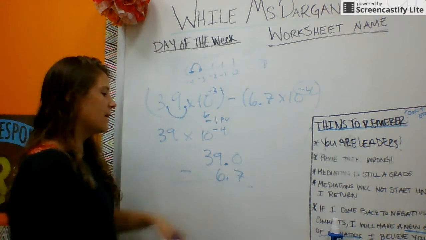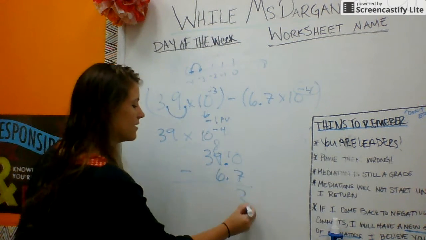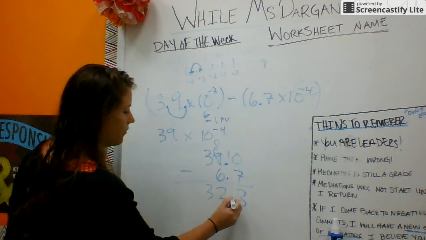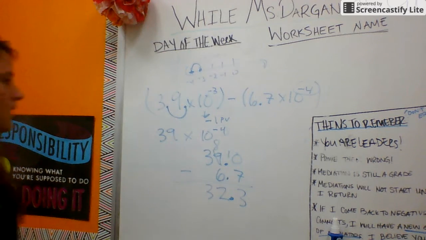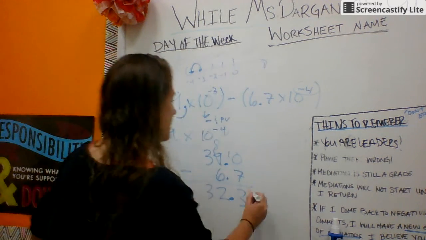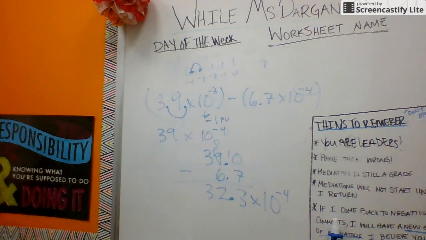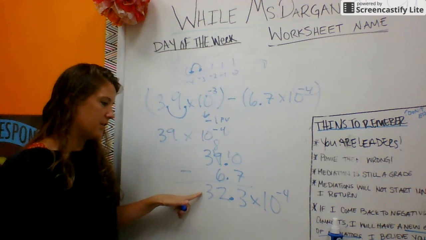Can I do 0 minus 7? No, so I borrow. That becomes 8. 10 minus 7 is 3. 8 minus 6 is 2. And 3 minus nothing is 3. I now have 32 and 3/10. And we know that this is now times 10 to the negative fourth. Ooh, I'm totally done, except for not, because this is not in scientific notation.